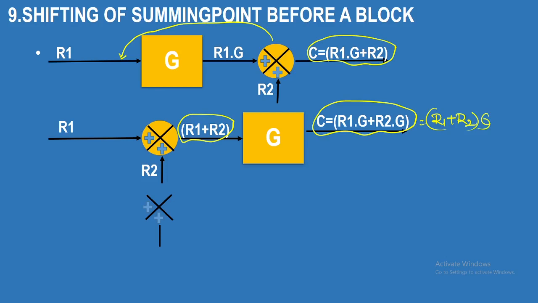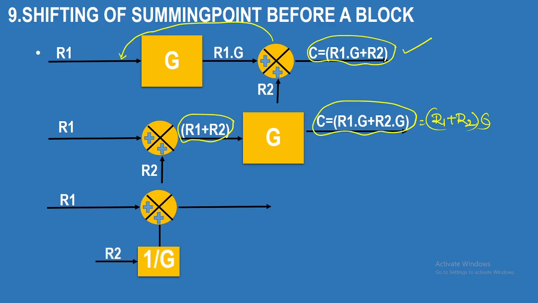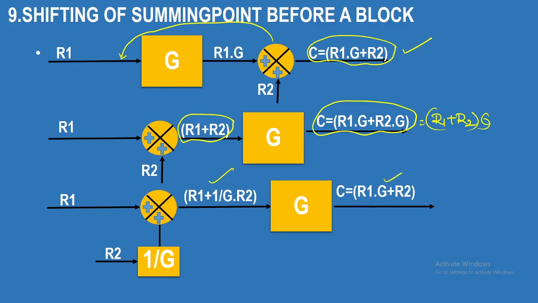So you should not get this output; you have to get the output as R1 into G plus R2 only. For that purpose I am going to change something. You see here what changes I have made. I am going to multiply this R2 signal with 1 by G. Then what output can you expect here? R1 plus 1 by G into R2, then that will be multiplied with G. Then the output you can expect is C is equals to R1 into G plus R2.